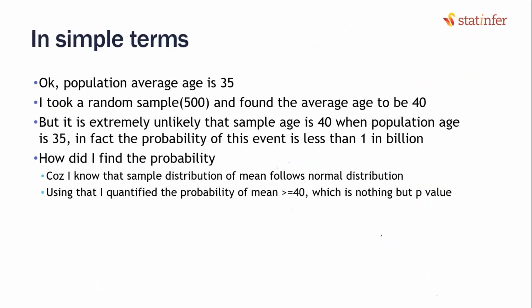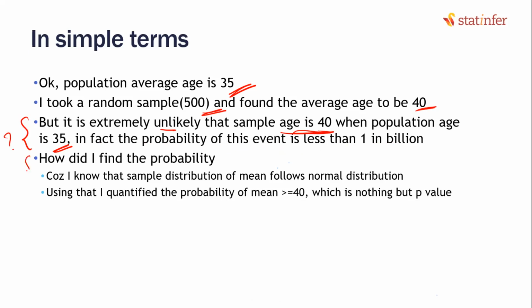Let us look at it once again. The population average age is 35. We took a random sample and found the average age to be around 40. But it is extremely unlikely that the sample age is 40 if it is coming from a population age of 35. Do you agree? Extremely unlikely means the probability value is very, very less. It is less than 1 in 1 billion. That means it is even less than India winning the next 3 World Cups. Then we will reject the null hypothesis.